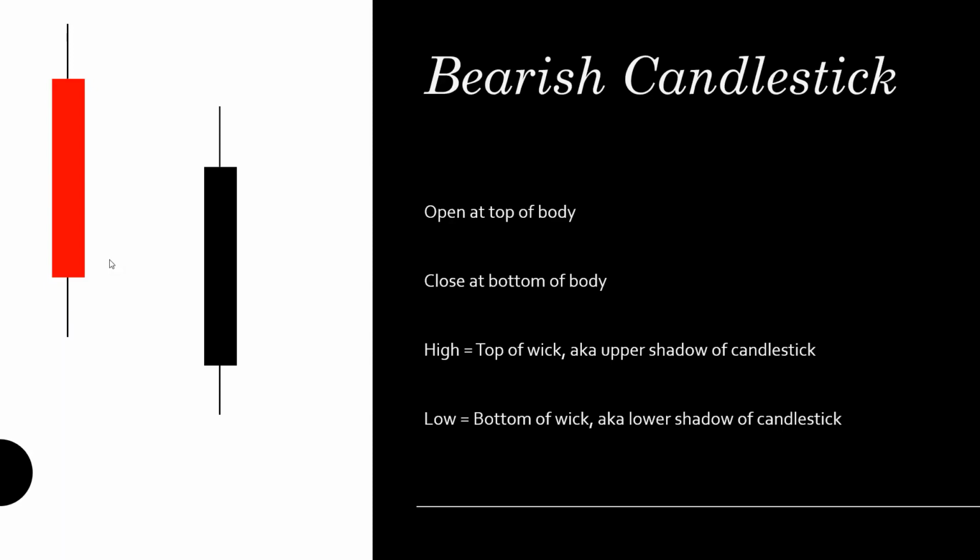Now, a bearish candlestick will either be represented by a red candle or a black candle. In this case, the high is still the top of the wick. The low is still the bottom of the wick. The difference is the open and the close. The open will always be at the top of the body. The close will always be at the bottom of the body.